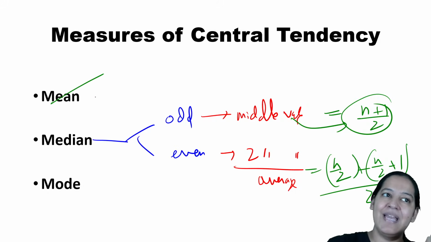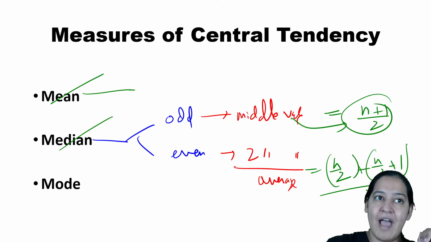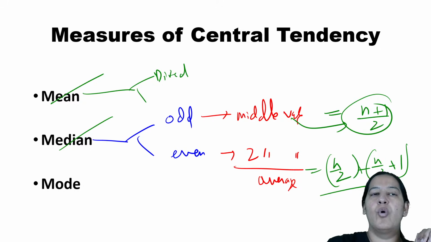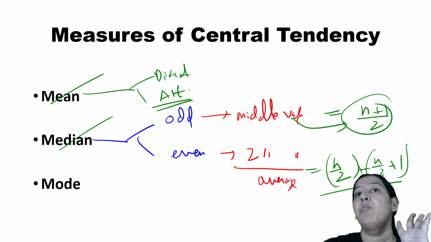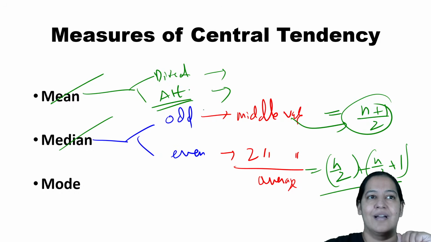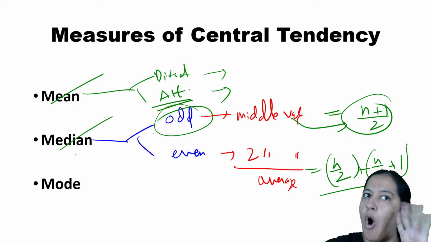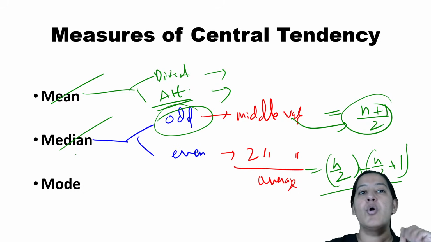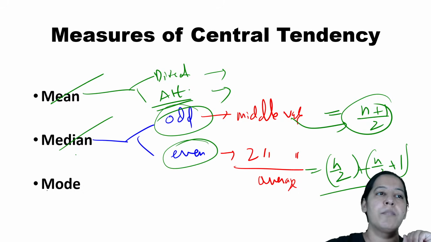So I am done with mean. I am done with median. In mean, I have told you the direct method. I have told you the alternate method with assumption, known as the assumed mean method. So I have told you both methods. In median, I have told you a formula for odd number of observations and even number of observations also. Now I'm coming on mode.